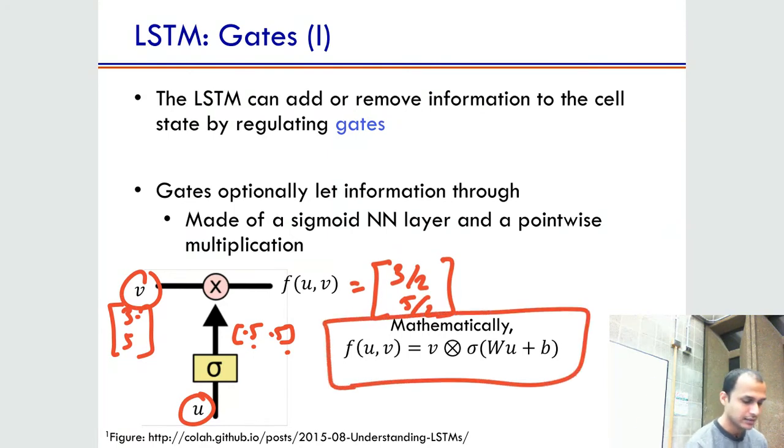This is the operation of a particular gate. I'm saying that a gate's output can attenuate information of a vector if you do element-wise multiplication.